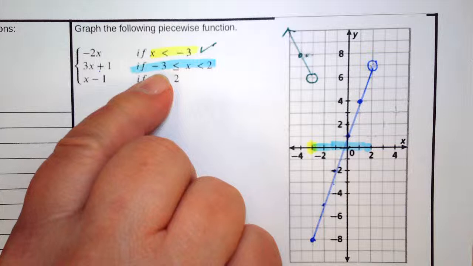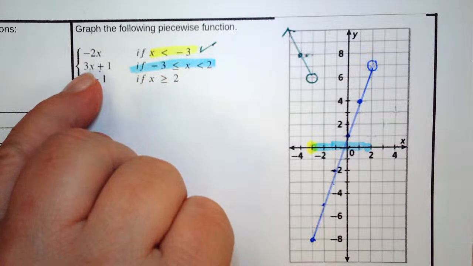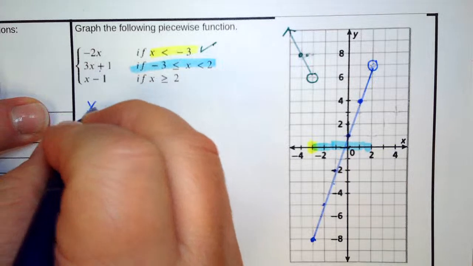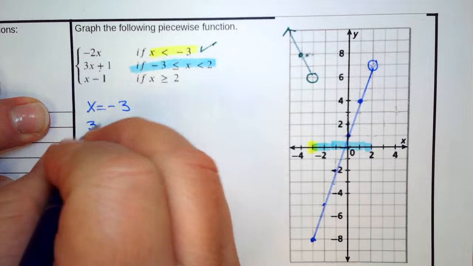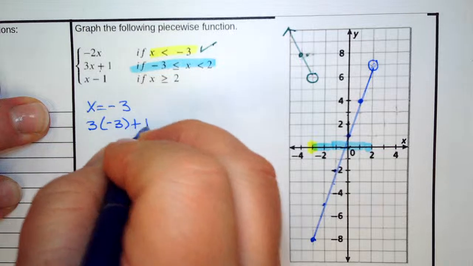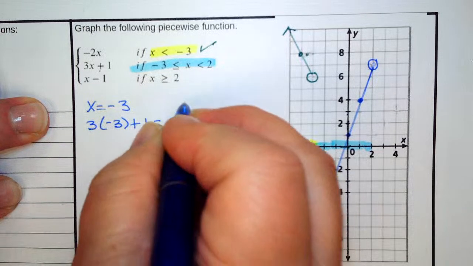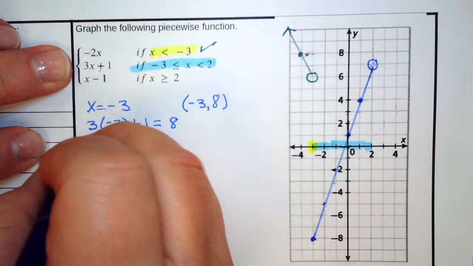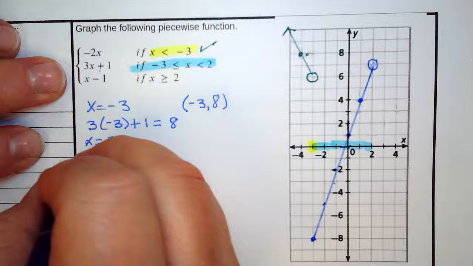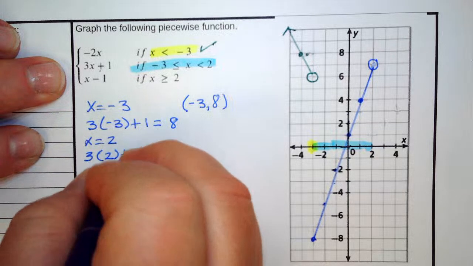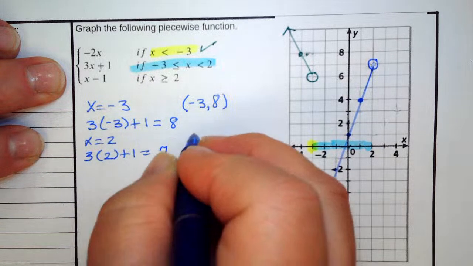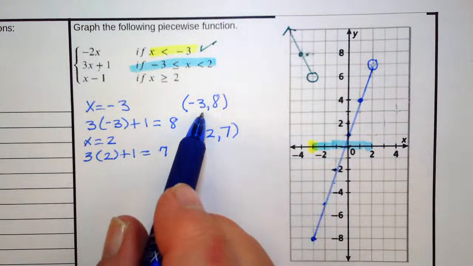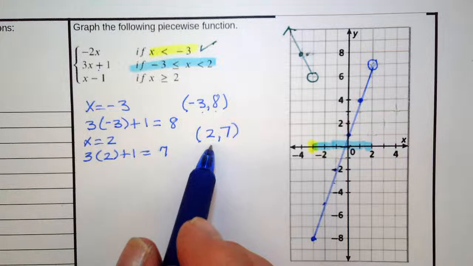So to find your first point, you're going to substitute in -3. So we've got 3 times -3 plus 1 gives me -9 plus 1, which is -8. So I start at -3, -8. My ending point is when x is equal to 2. So I have 3 times 2 plus 1 gives me 6 plus 1 is 7. This point is 2, 7. So my beginning point is -3, -8. My ending point is 2, 7.